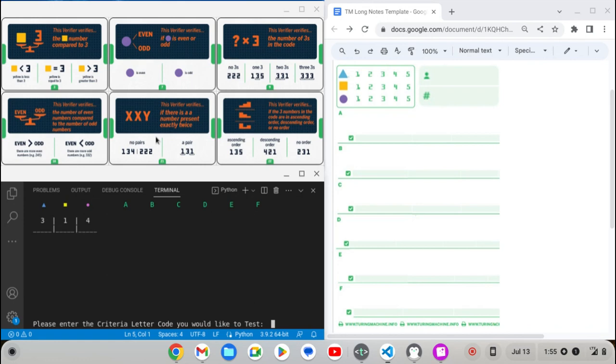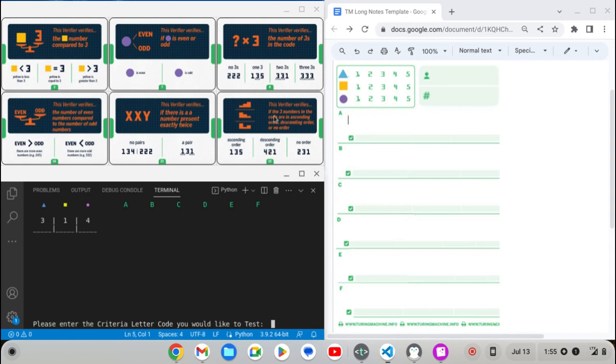Criteria card E again looks at our 3-digit solution and will let us know something about its structure, specifically if there's a pair or not. So of course there could be a pair, as in the example 131, or there could be no pair. And in that situation there are 2 possibilities. Either all digits are different, as in the example 134, or all digits are the same, as in the example 222.